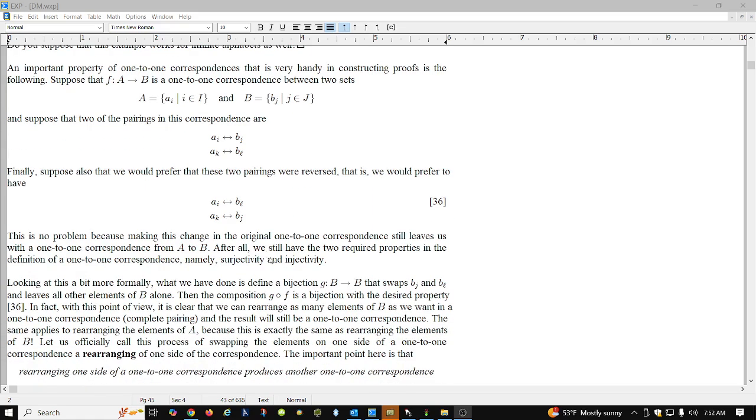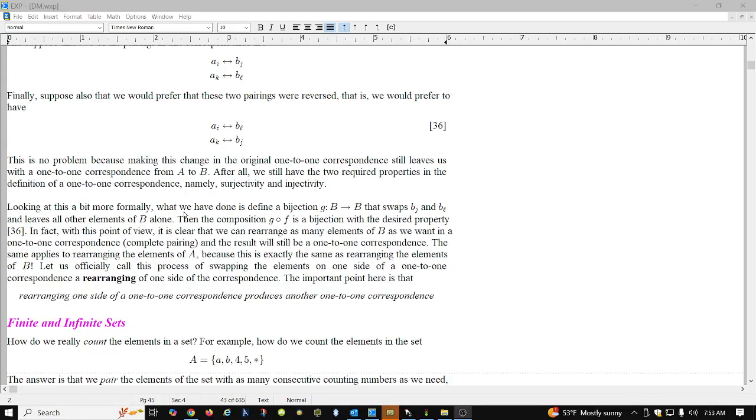We can change the original correspondence by swapping these two pairings and still have a one-to-one correspondence from A to B. I mean, after all, we still have the two required properties, injectivity and surjectivity. Now, if we were to change BL here to BJ, we would have two BJs here. We would lose injectivity, and it wouldn't be a one-to-one correspondence anymore. But swapping these two is not a problem in terms of being a one-to-one correspondence.